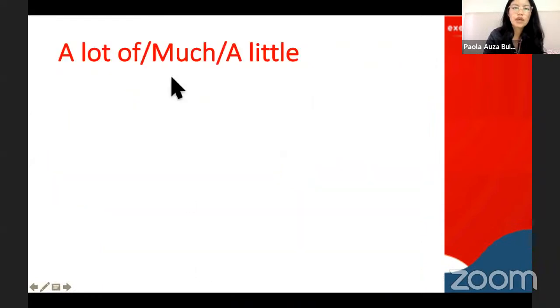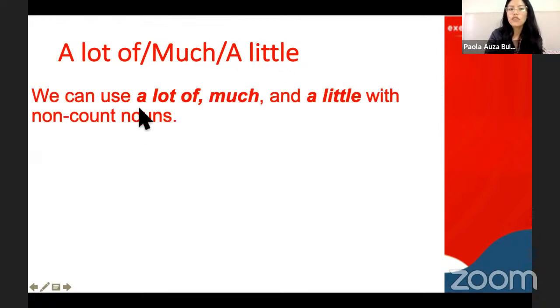So we use a lot of. We can also use a lot of, but we don't use many anymore. We use much, and we don't use a few. We use a little for non-countables. A lot we can use with both of them, countable and uncountable. However, for uncountable or non-countable, we use much, and a little.